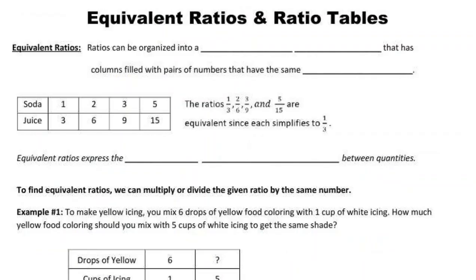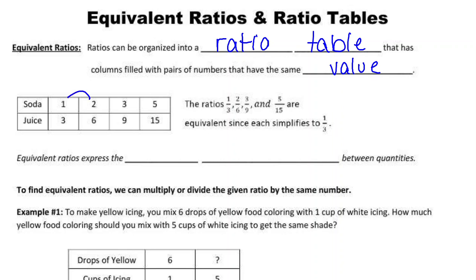Okay, looking at the next page. So equivalent ratios can be organized into a ratio table, which is what we've been talking about so far today. And a ratio table has columns that are filled with pairs of numbers that have the same value. They have the same relationship. So if I look at the table that they gave me, the ratios 1/3, 2/6, 3/9, and 5/15 are all equivalent since they all simplify down to a third.